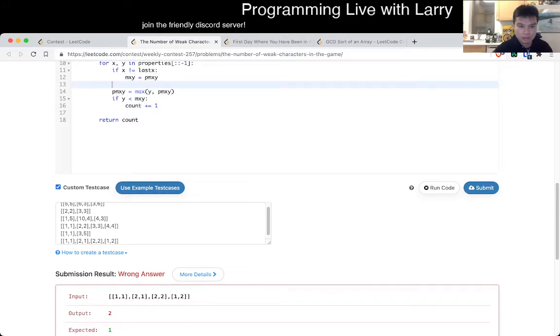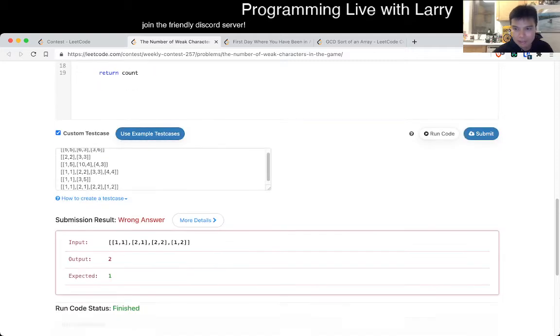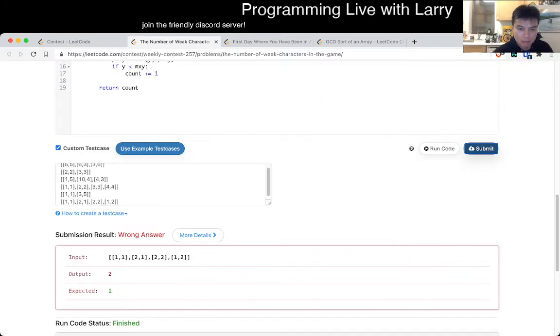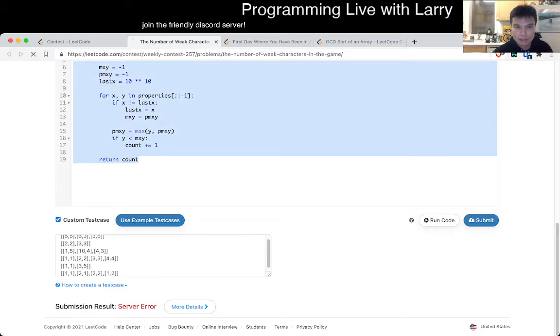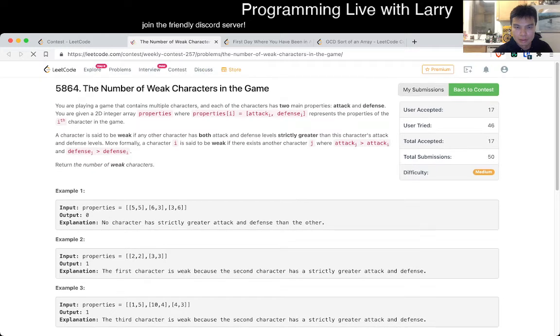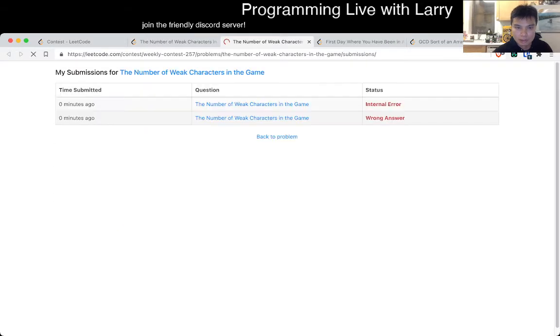That's weird. Oh, I forgot to update last X. I knew I forgot something silly. Okay, now there's a server error. Maybe it doesn't count anyway. Did I submit it? Internal error? Okay, let's submit it again then.